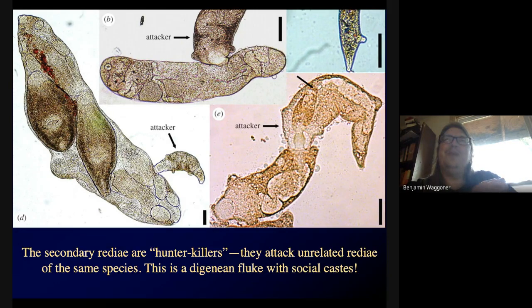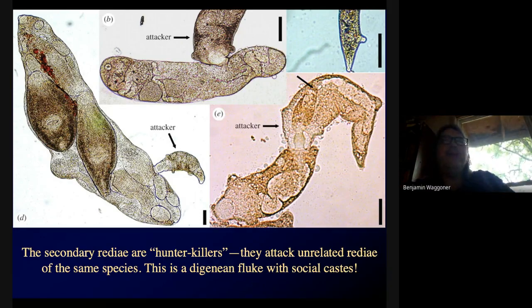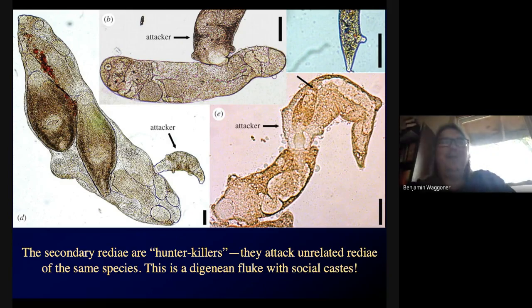So this is really cool. Two families of parasites desperately fighting for dominance inside a snail. Like, dang, talk about feeling a war inside yourself. So yeah, this is really weird. It's a fluke that has social castes, right? Just like ants have workers and warrior castes, and termites do. Here you've got digenean flukes that do. Very strange things these guys get up to.